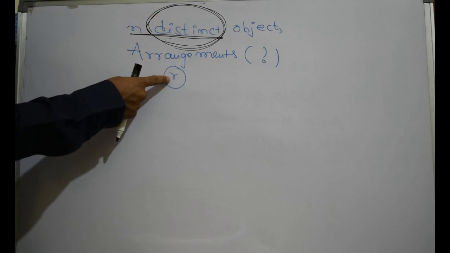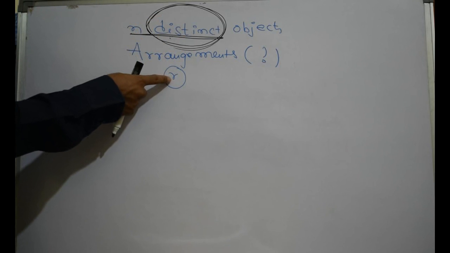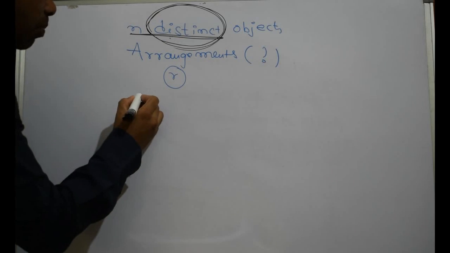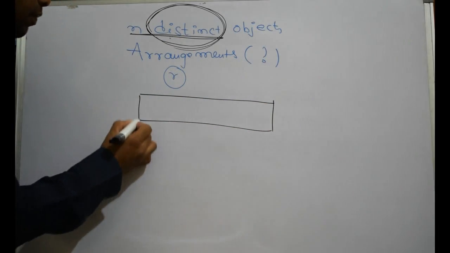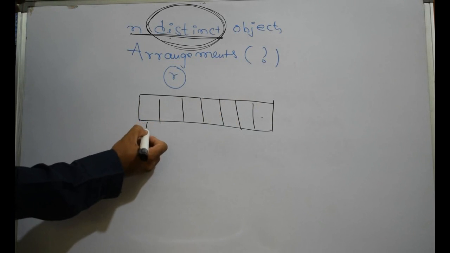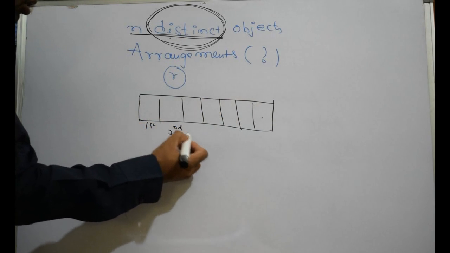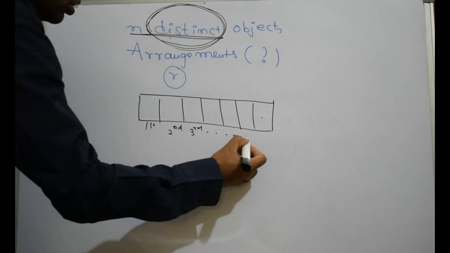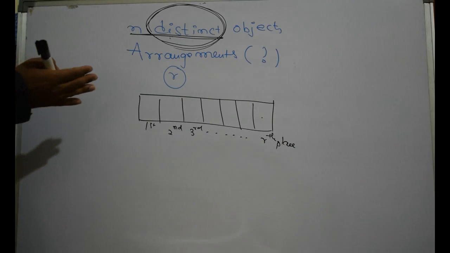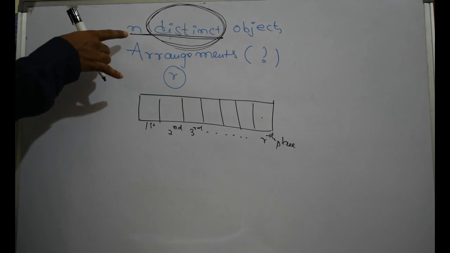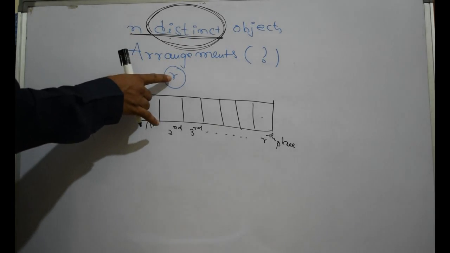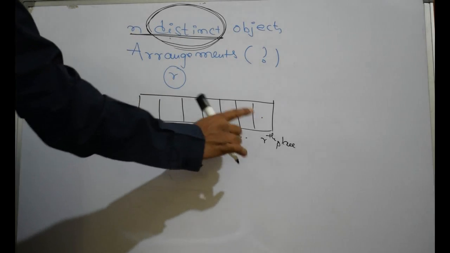Right. So n distinct objects are given. How many objects do we have to arrange here? R objects we have to arrange. So you can think of there being r places. This is the first place. Now this is the second place. This is the third place, and so on. Suppose this end place is the rth place. Here we have to arrange r objects, taken from the available n distinct objects, in these r places.